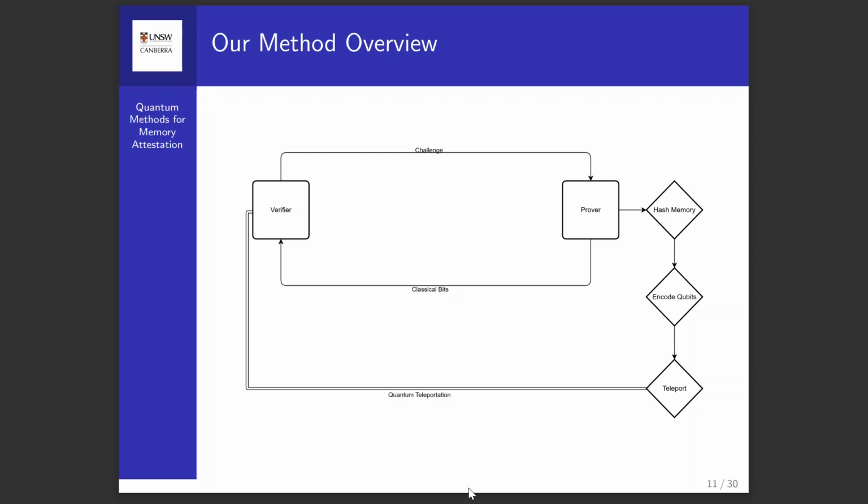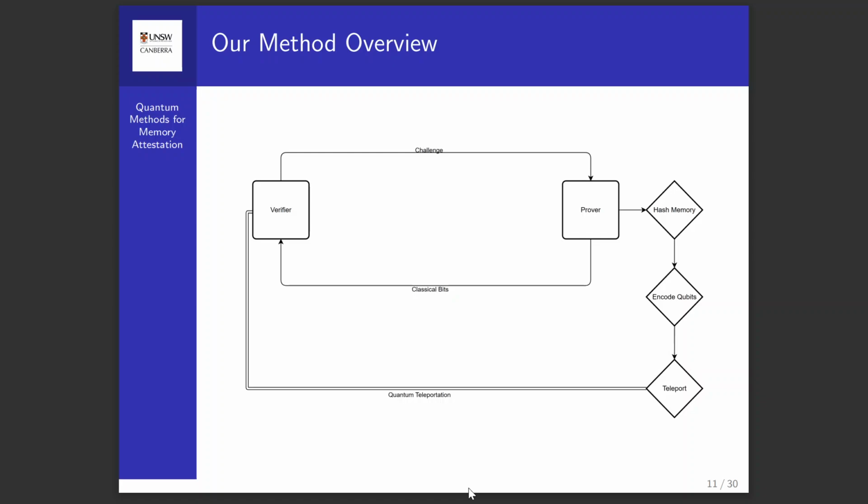You're going to encode the output of that in some qubits, and then you're going to teleport the qubits. The interesting thing about this proposal is it doesn't require you to have a secure channel here. So we analyze in great detail what happens if there's an attacker here messing with the classical bits. Of course, the attacker can't interact with the quantum teleportation in any way.